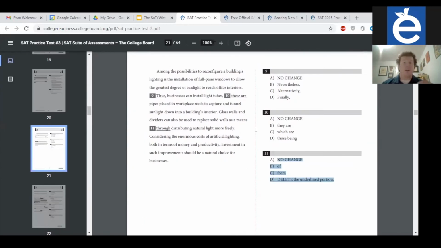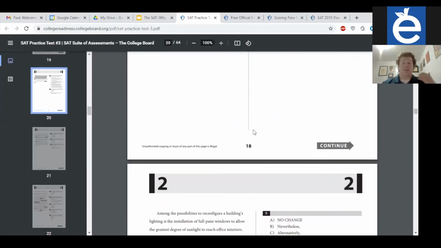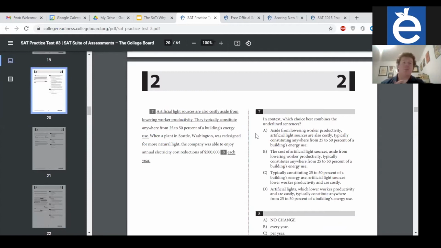This is one of our 4 writing and language passages. With our writing and language passages, the order is less important than for the reading passages.